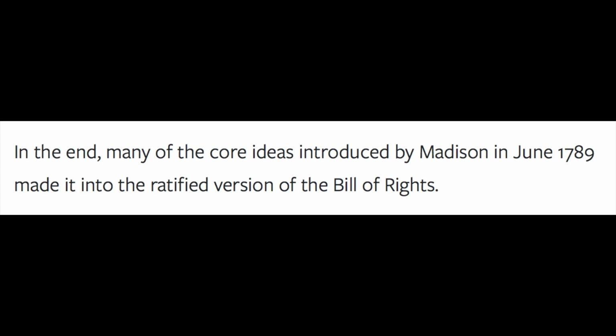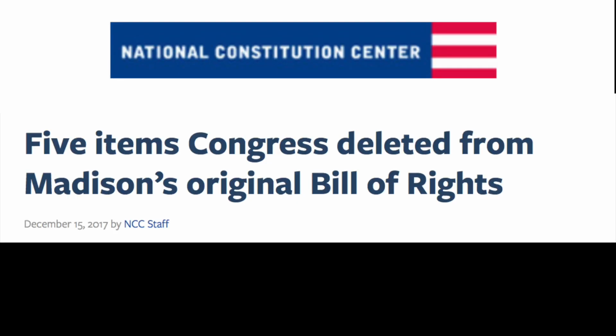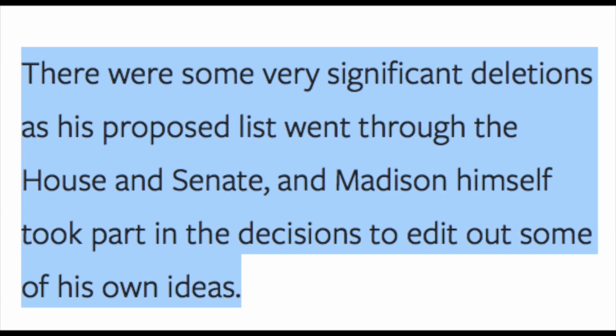Now we're going to look at one more detail before we look into why it took Madison 2 whole years to introduce his Bill of Rights. And this is why I chose this article. Remember from the title, it's the items that Congress deleted from Madison's original Bill of Rights. Well, this article lets us know that there were some very significant deletions as his proposed list went through the House and Senate, and Madison himself took part in the decisions to edit out some of his own ideas. So that's the incredible thing that I like about this article, is it talks about how Madison himself had a hand in editing out portions of his Bill of Rights.